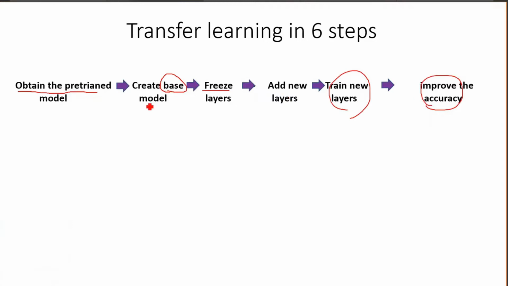What is the difference is in the first steps. When you say obtain the model, basically you download the pre-trained model. You can download it from the internet. In that case you can have VGG16, Inception, MobileNet, ResNet, and so on.